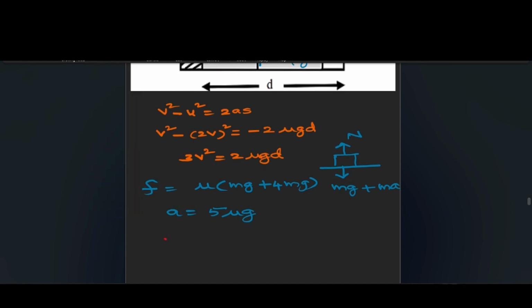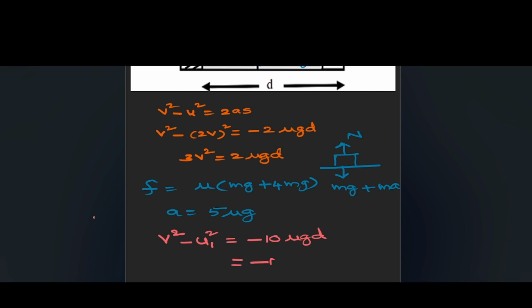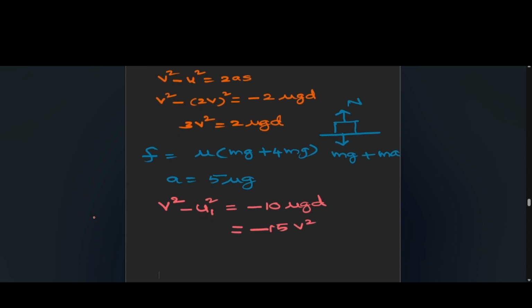v square, with what velocity does it have to reach? They are asking it reaches with the same velocity. Then with what velocity do you have to project? Say some u1 square is equal to minus, now a is 5 mu g, so 10 mu g d. Okay, 2 mu g d we got as 3v square, so let us substitute here: minus 15 v square it becomes. Okay, so if you solve this you will get u1 equal to 4v. This is the answer.